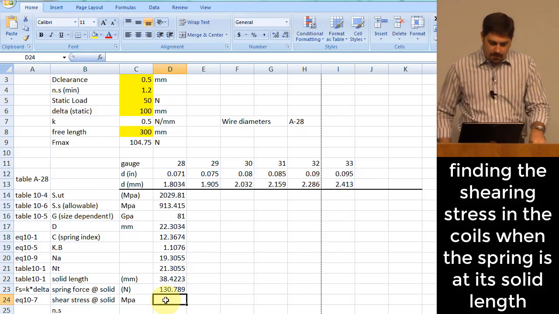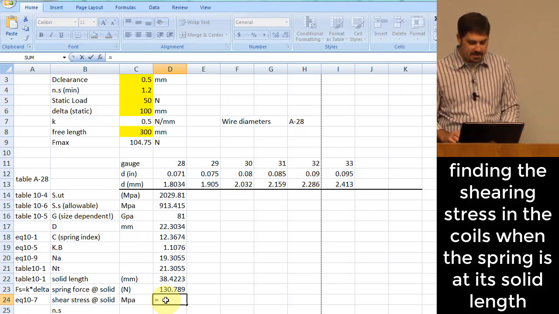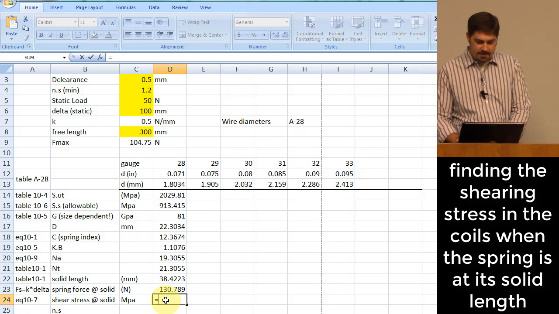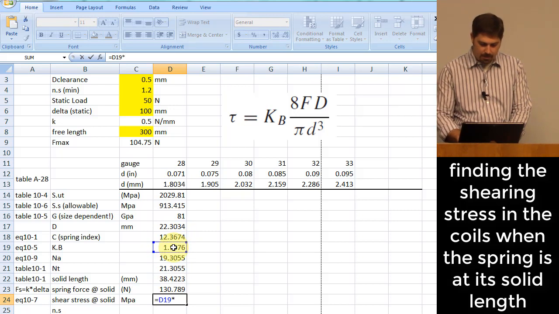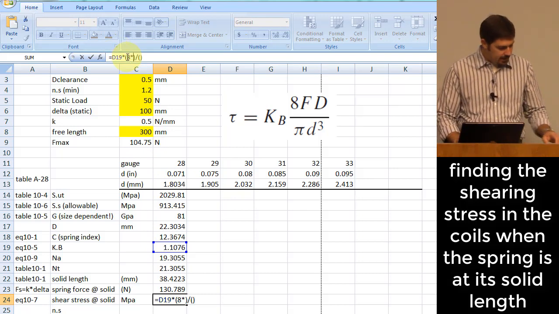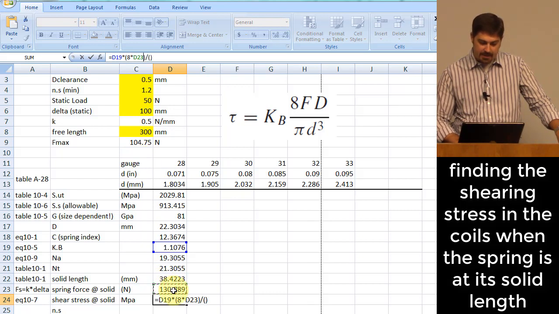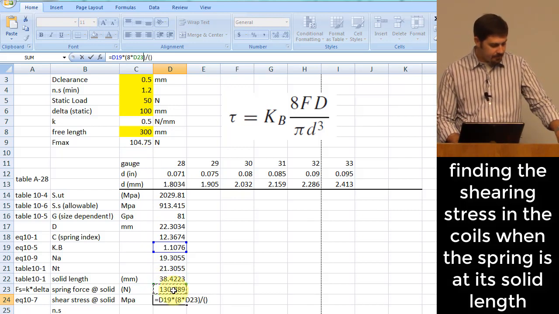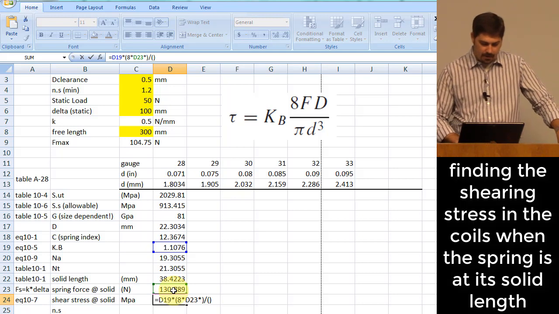All right. So now, let's look at the shearing stress when it goes solid. For that, we need to go back to equation 10.7. Equation 10.7 says that you're going to multiply by the Bergstrasser factor and multiply that by a fraction. That fraction is 8 times, what we're doing here is doing this at the solid height, so I need to go up here and get the force that exists at that solid height, and then multiply this by the mean coil diameter, which I have up here.